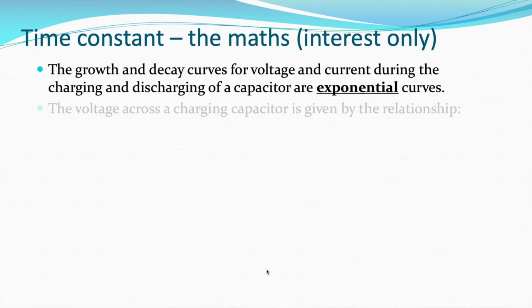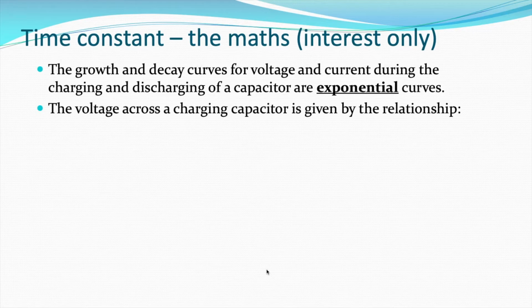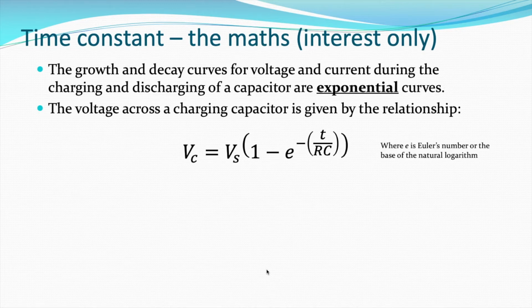And for the charging and discharging of capacitors, that's what these are. These are exponential growth and decay curves. The voltage across a charging capacitor at any time is given by this relationship. V_C is the voltage across the capacitor at any time t, and it's equal to the supply voltage times 1 minus e to the power of minus t over RC. Now e is Euler's number, otherwise known as the base of the natural logarithm.